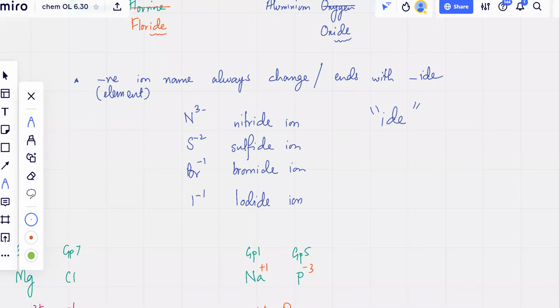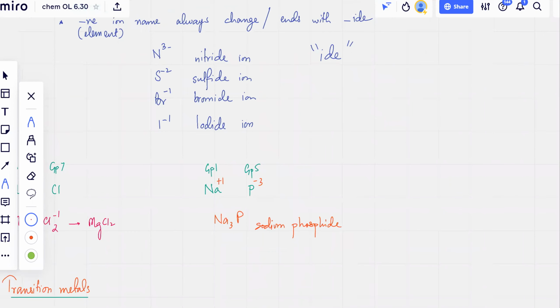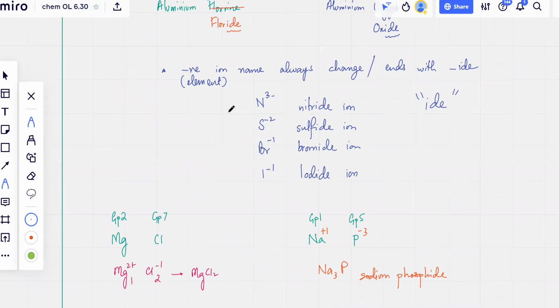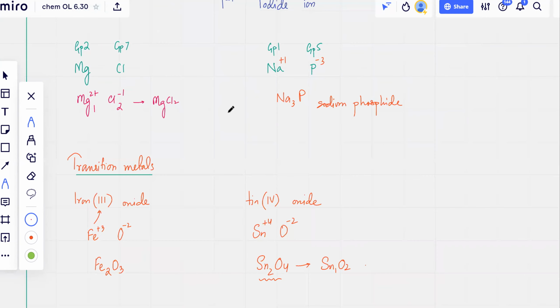And one thing I also told you about was that the name of the negative ion always changes and ends with "ide". If you have a nitrogen ion, it's going to become nitride. If you have sulfur, it's going to become sulfide, and so on. So I told you about that as well. So we did a bunch of formulas and we learned how to write them.